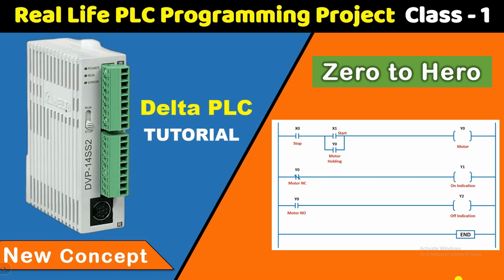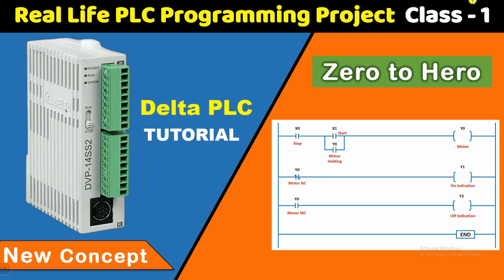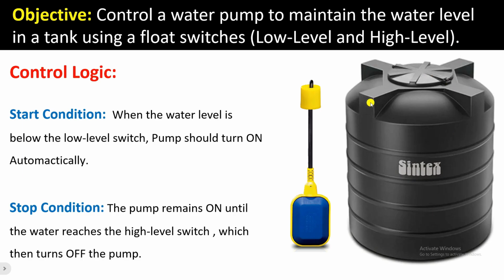In today's video, I am going to teach you how to do PLC programming according to our logic. This is the first class of the PLC programming series. In this class, we have a water tank. A float switch will be placed inside this water tank. We have to control the water pump according to the signal of the float switch.